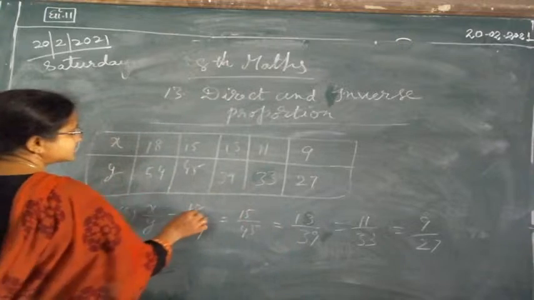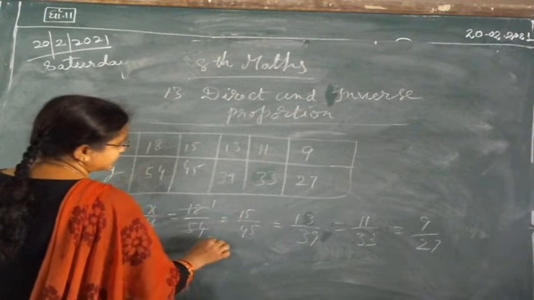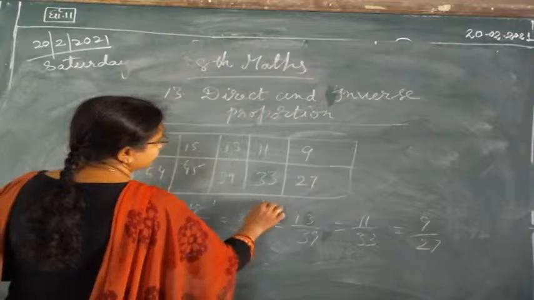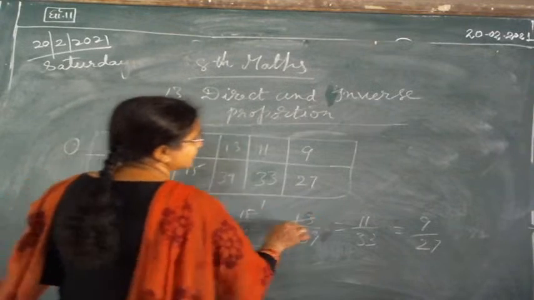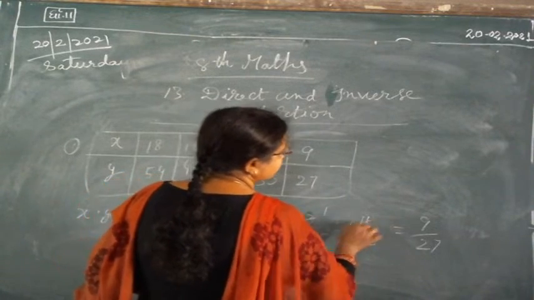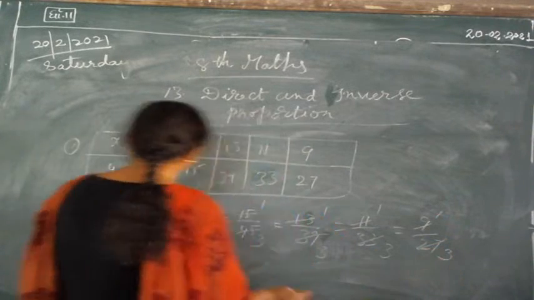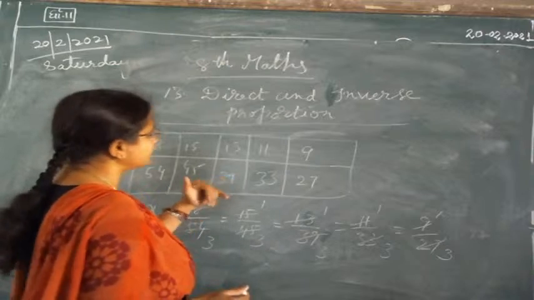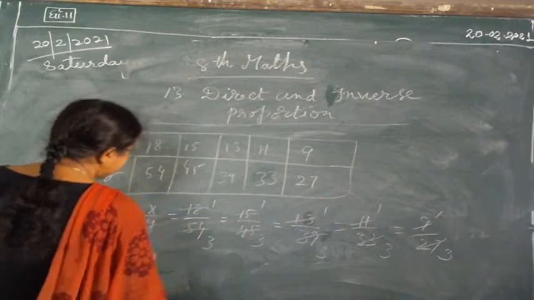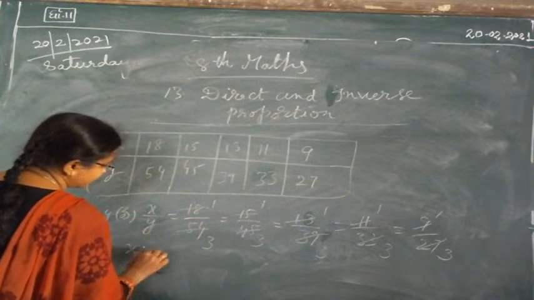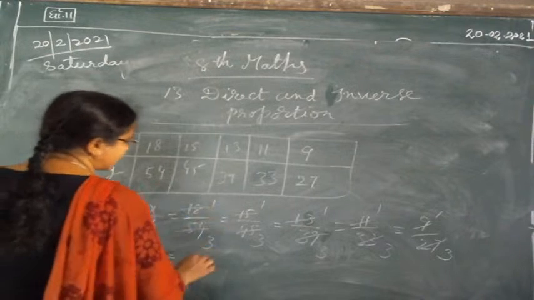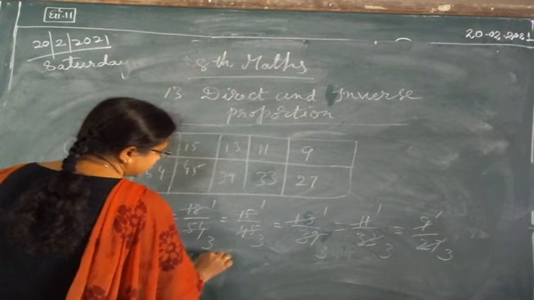Here what happened? See, 18 ones are 18, 18 threes are 54. 15 ones are 15, 15 threes are 45. 13 ones are 13, 13 threes are 39. 11 ones are 11, 11 threes are 33. 9 ones are 9, 9 threes are 27. So here, what is the ratio between the x and y? In all these cases, the ratio of x to y is equal to 1 is to 3.